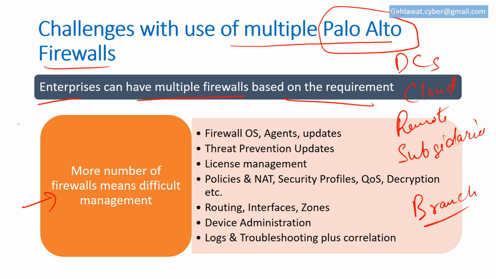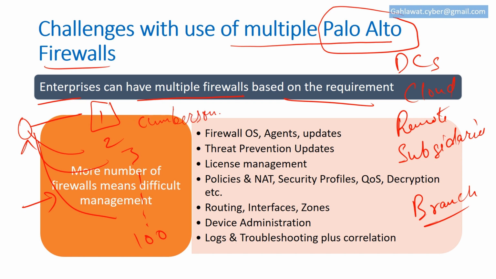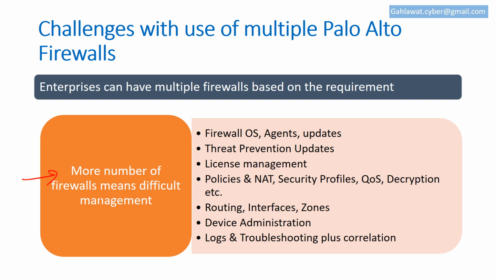Now let's say there is an admin who is managing the different number of firewalls. So firewall 1, 2, 3, up to 100. So this admin will need to log into these 100 firewalls to manage all the things, the rules, the NAT, the QoS, etc. So this is a cumbersome and difficult process. And it is also error prone. More the number of firewalls means difficult management of those Palo Alto firewalls for the admin.